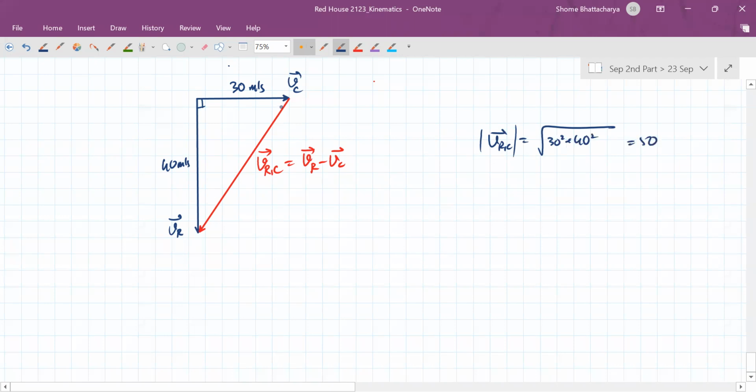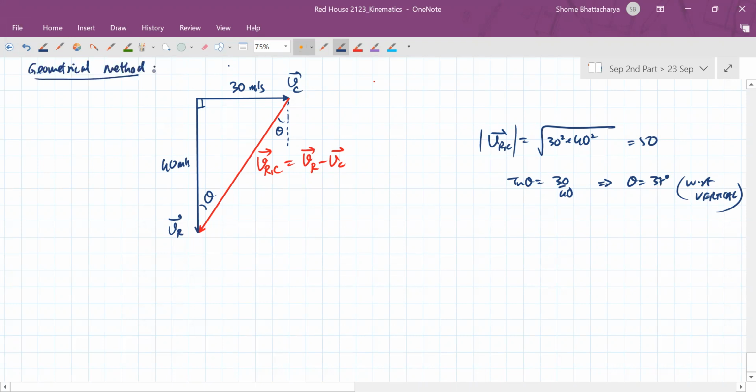So it's 50. And also we wanted to find the angle at which this is inclined with the vertical. So that is the same as this angle. You can see that tan theta is 30 by 40. So theta is 37 degrees with respect to the vertical. So this is the geometrical method of solving the same thing. We're not using the unit vector notation, but we are using the geometrical method.